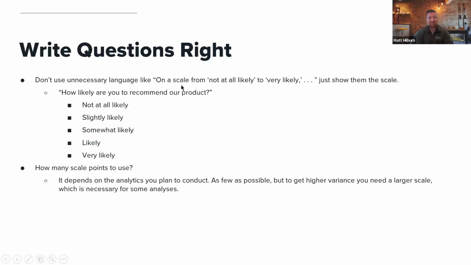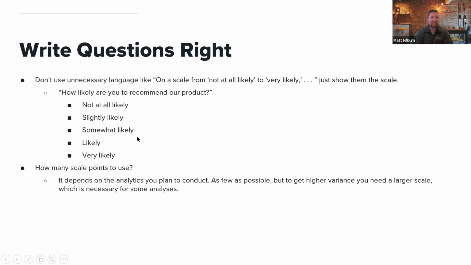I still see this a lot: "on a scale from not at all likely to very likely." You don't need to say that. You can just say, how likely are you to recommend our product? And they can see the scale. So it's a little thing, but it can save a little bit of cognitive load from the respondent by not having to read that.